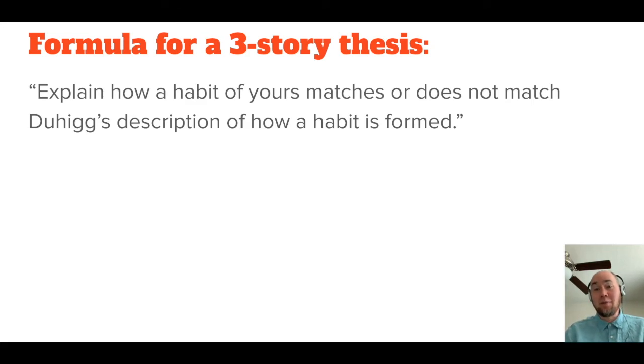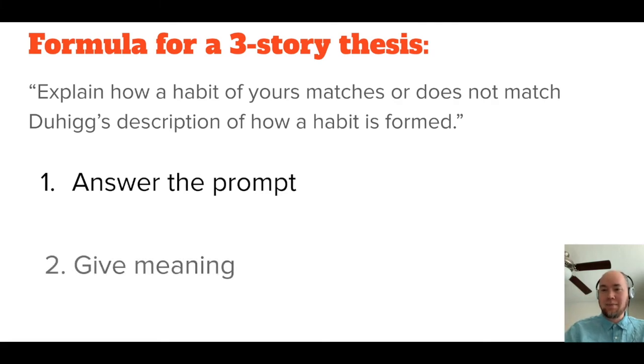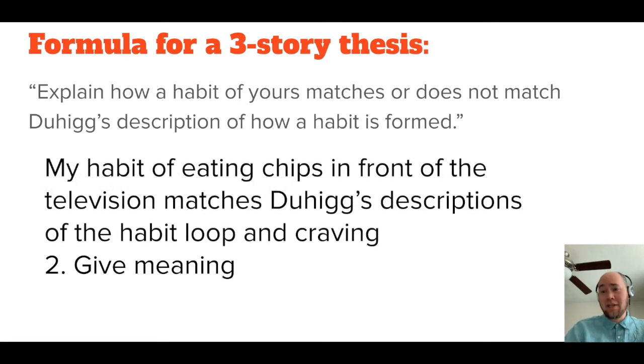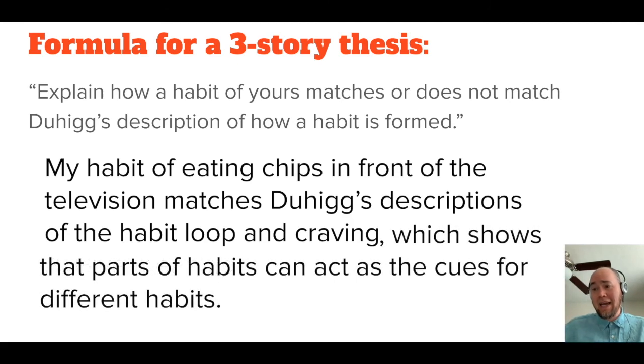So a formula for a 3-story thesis might be, first, make sure you answer the prompt, and second, give the deeper meaning of the argument. Okay, so for example, my habit of eating chips in front of the television matches Duhigg's descriptions of the habit loop and craving. That answers the prompt, which shows that parts of habits can act as the cues for different habits. So that's the deeper meaning, okay? So when I'm writing an example essay for my students, I want to make sure it has a 3rd story. I always add another section to the thesis that says, which means, which shows, which demonstrates, or something like that. That can be a very clear 3rd story, and your teacher will see that too, I hope.